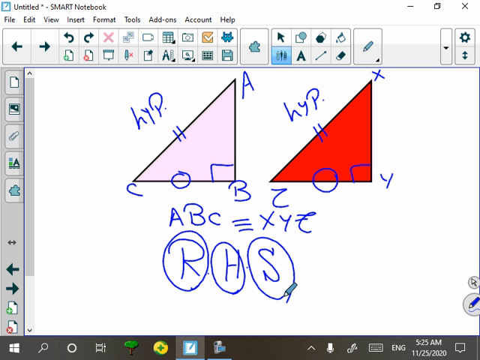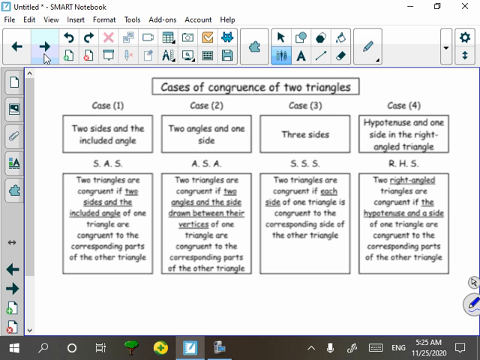This is a summary about the four cases. Case number one, two sides and the angle included, S.A.S. Case number two, two angles and one side, A.S.A. Case number three, three sides, S.S.S. Case number four, special case, hypotenuse and one of the sides in the right-angle triangle, R.H.S. Keep the summary with you.